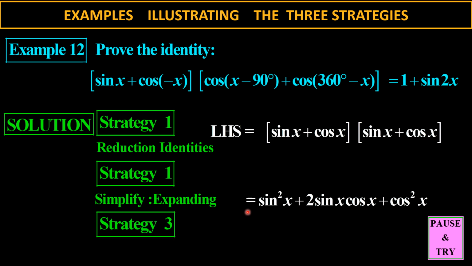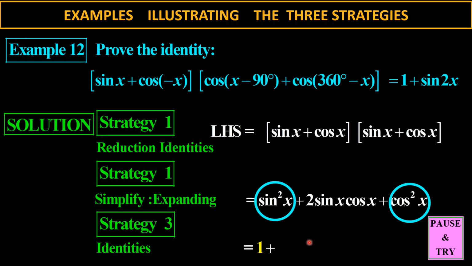We could apply strategy 3. Otherwise, there needs to be an identity. And what is the identity that you see there? That's correct. Sine squared plus cosine squared. That's an identity. And what is that equal to? Sine squared plus cosine squared is equal to 1. And then I end up with 1 plus 2 sine x cos x.